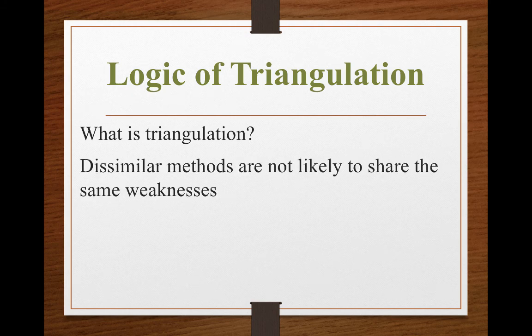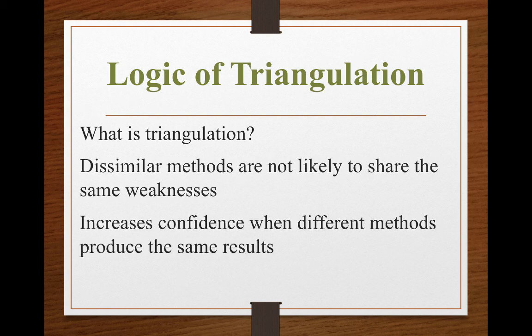So when you look at dissimilar methods, they're not likely to share the same weaknesses. Each method is different in its vantage point. Each has its own bias or limitations, but combining different approaches makes us more confident. When different methods find the same things, the strengths of one method offset the weaknesses of the others. So this increases confidence when different methods produce the same results. Also, more than validating findings, triangulation can be used to complement other information, such as quantitative information to further complement qualitative research.